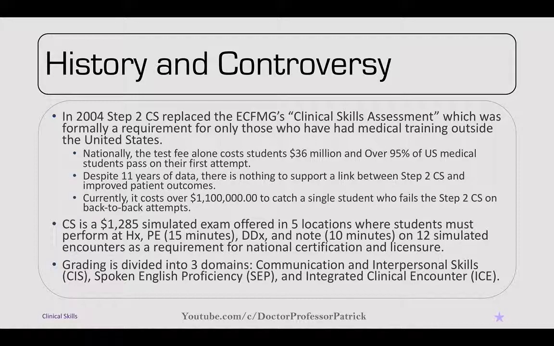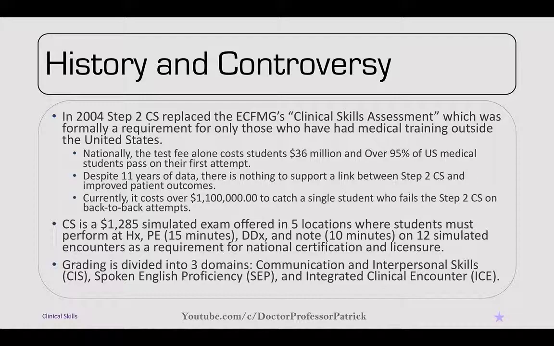The grading for CS is divided into 3 main domains. There's the communication and interpersonal skills, or CIS, and this is really how empathetic you are with patients, making sure you're providing eye contact, reassurance, the normal doctoring type adjectives that we hear about. Next is spoken English proficiency. So just making sure that you are able to speak clearly, not use medical jargon, and not speak too fast, mumble, or have a difficult to understand voice.